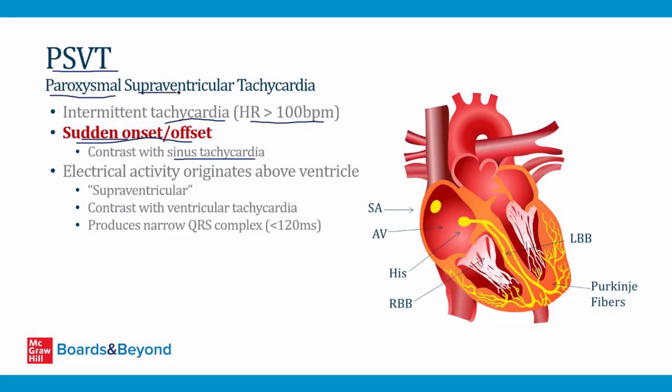And then the word supraventricular is in the name of the disorder because the electrical activity originates above the ventricle. It is supraventricular. And this is in contrast with ventricular tachycardias. In ventricular tachycardias, which are very different disorders, the electrical activity originates somewhere in the ventricular muscle fibers, and this creates a wide, bizarre-looking QRS complex. In contrast, PSVTs initiate usually at the level of the AV node or above, so the electrical activity travels through the normal electrical system, and therefore the QRS complex is going to look normal. It's going to be narrow with a normal duration of less than 120 milliseconds.